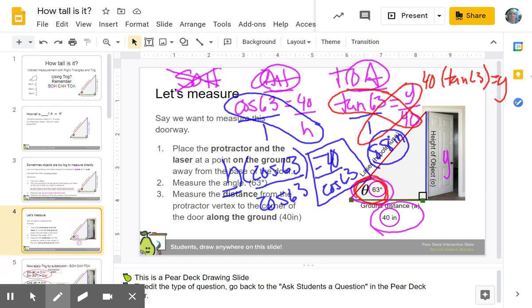Make sure you're in degrees. So you want to make sure you're in degree mode. If you have it in radians, you're going to get some kind of weird decimal, 6.7. You need to be in degrees. And you should get 78.5. So this height is going to be 78.5.